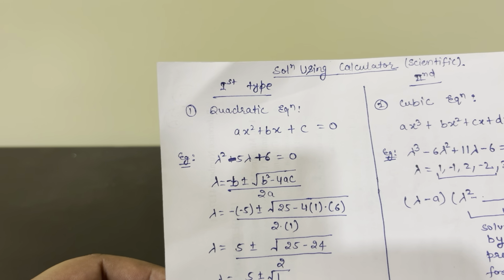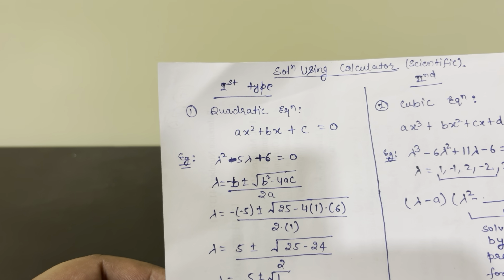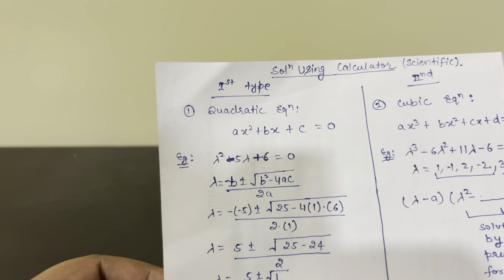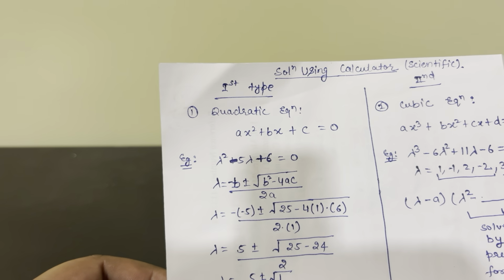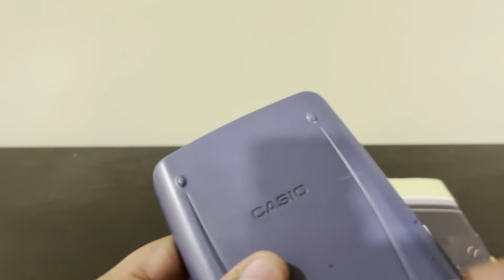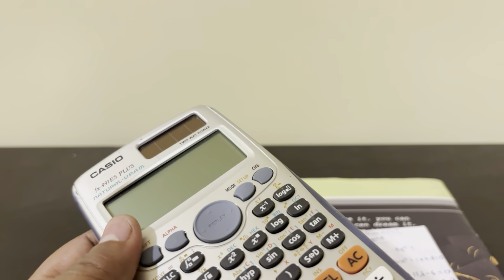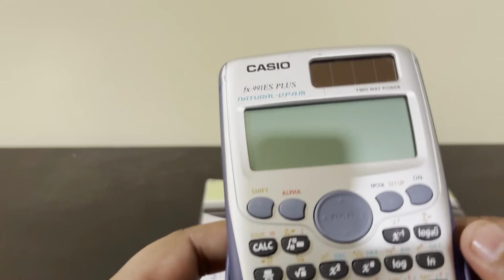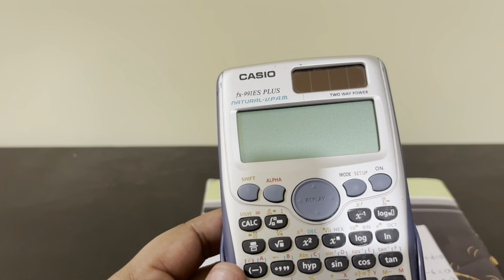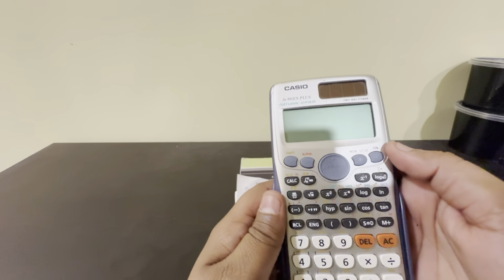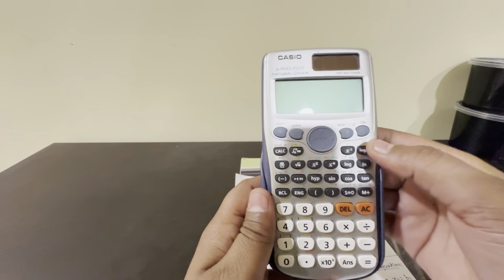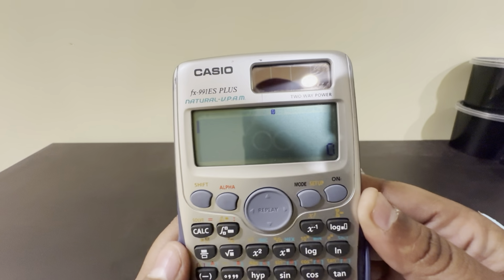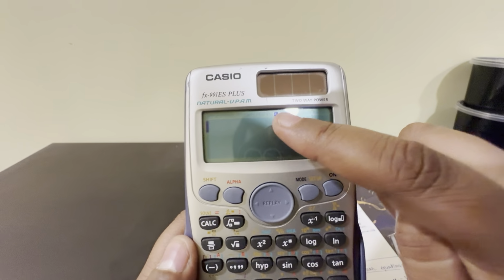Here a, b, c are the coefficients of x square, x, and the constant term c of this quadratic equation. Now firstly we'll open the scientific calculator. Let me zoom out this. Now you can clearly see the calculator. Firstly you have to turn it on, press on, then it will look like this. Here this sign in the middle will be a degree sign.